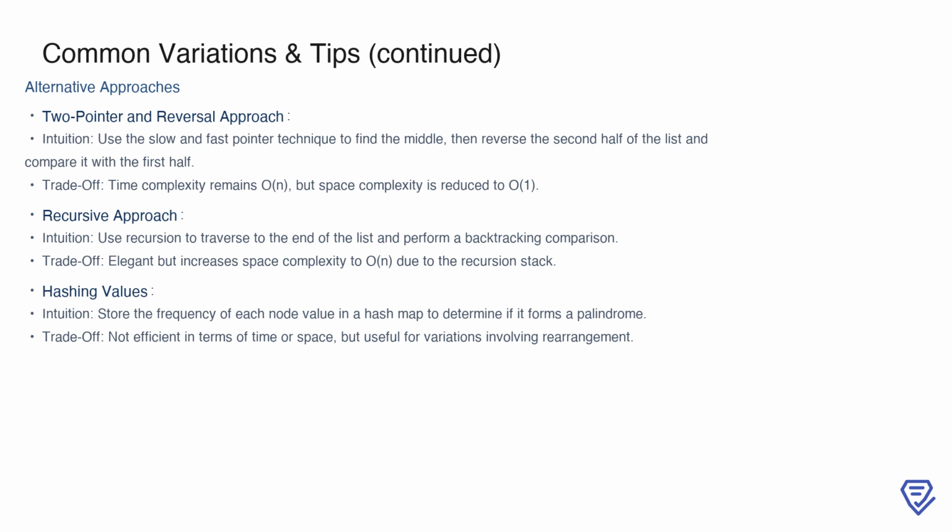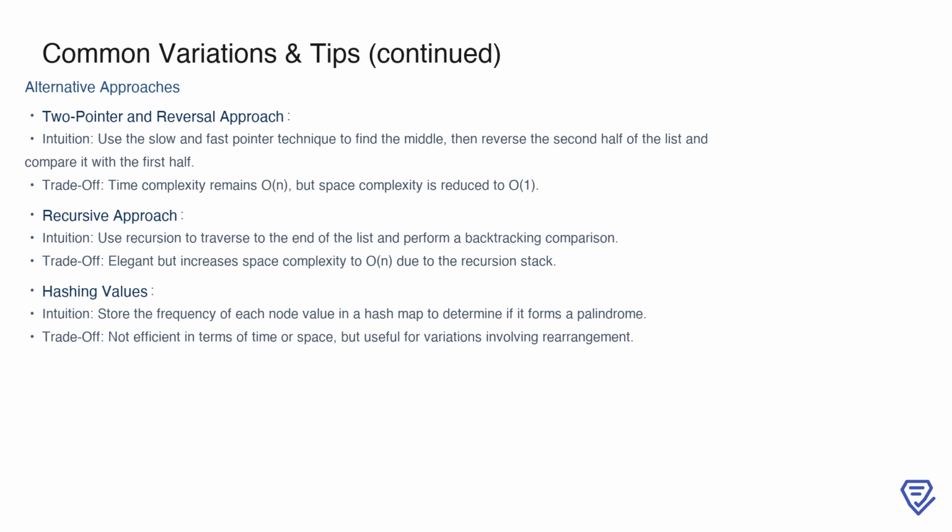The two-pointer and reversal approach is a popular choice. It uses the slow and fast pointer technique to find the middle, reverses the second half of the list, and then compares it with the first half. This method achieves O(n) time complexity while keeping space complexity to O(1). Another option is the recursive approach, which involves traversing to the end of the list and performing a backtracking comparison. While this approach is elegant, it increases space complexity to O(n) due to the recursion stack.